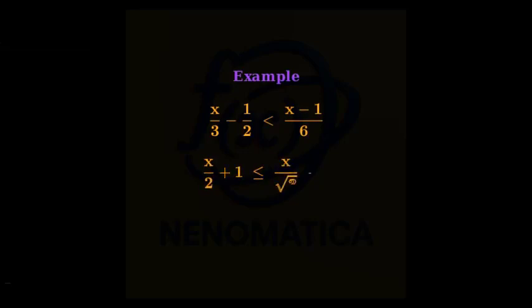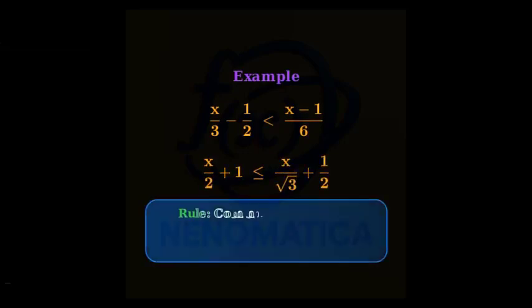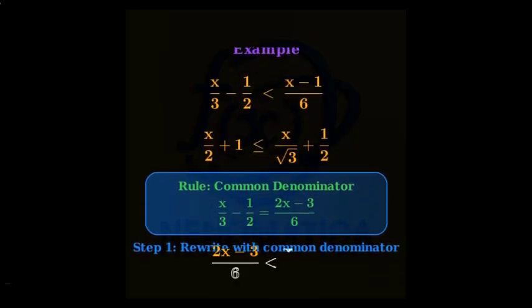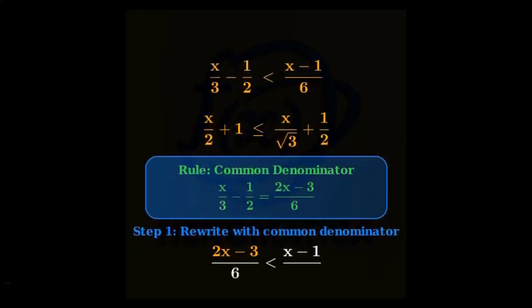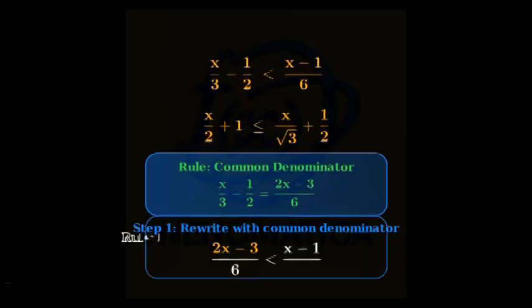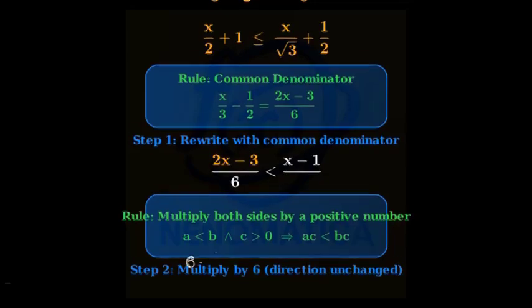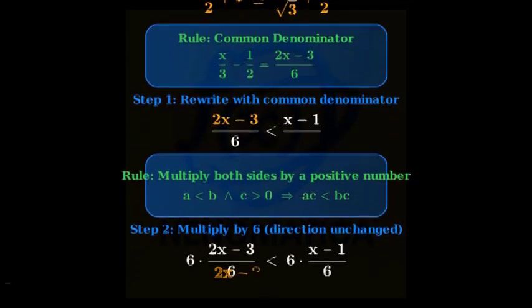We begin with the example label and then present the problems in bold orange. Exercise 1. We strictly follow the sequence shown in the image. Step 1. Obtain a common denominator 6 on the left side. Step 2. Multiply both sides by 6, which is positive, so the inequality direction does not change.